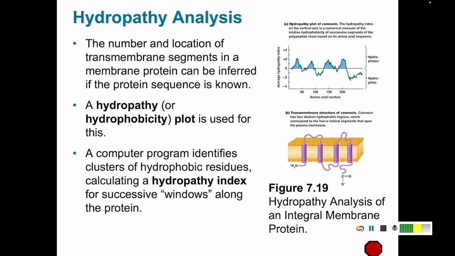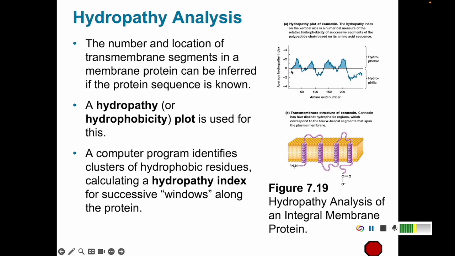You can also do something called a hydropathy analysis. So if you know the protein sequence, you can stop and analyze each R group on each amino acid. How hydrophobic or hydrophilic is it? And then you make this hydrophobicity plot. So here, this amino acid is more hydrophilic, this one's a little bit hydrophobic, and you just measure each amino acid, where it would fit on this. And from that, you get this plot that shows you there are these 4 spots that are very hydrophobic, and there are these regions that are more hydrophilic.